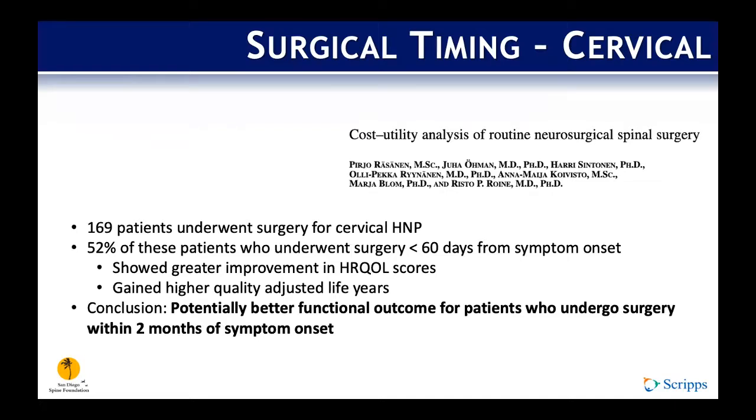And 169 patients underwent surgery for cervical disc herniation. Of those, 52% underwent surgery within 60 days. When compared to the patients who underwent surgery greater than 60 days, this cohort showed a greater improvement in their health-related quality of life, and also gained higher quality adjusted life years. Their conclusion was that there's potentially a better functional outcome for patients who undergo surgery within 2 months of symptom onset for cervical radiculopathy in the setting of herniated nucleus pulposus.